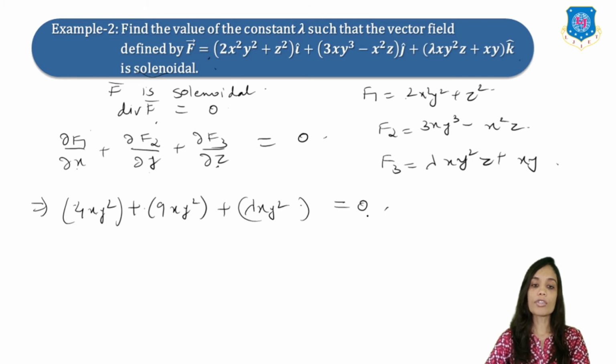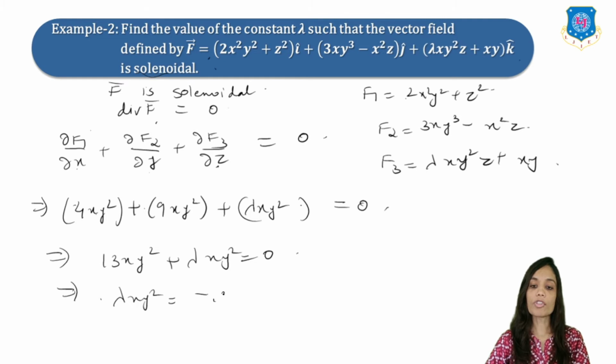Okay, this is equal to 0. Now we will get the answer as 13xy square plus lambda xy square is equal to 0. Now you can simplify this. So lambda xy square is equal to minus 13xy square. So these two get cancelled out. So the final value of lambda is what? Minus 13. So this is our required answer.